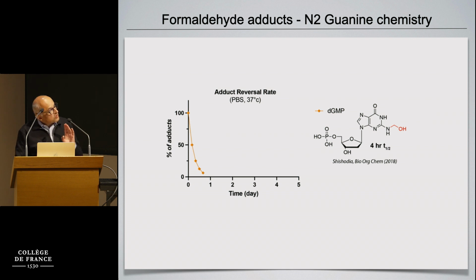So what Chris, an organic chemist who works in my lab, an analytical chemist who does much of the mass spectrometry work, did was a very simple experiment. He took the nucleoside of formaldehyde conjugated to guanine, the N2-hydroxymethylguanine, and put it into solution. And what you can see is this adduct disappears, okay? It reverses within a day as a single nucleotide.